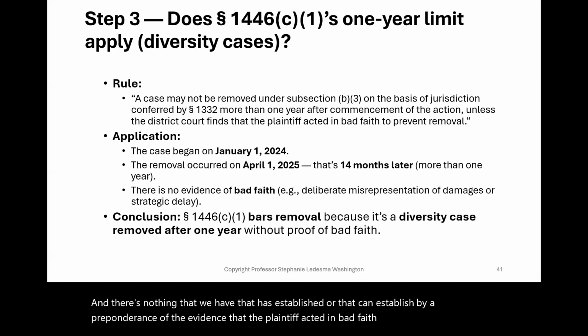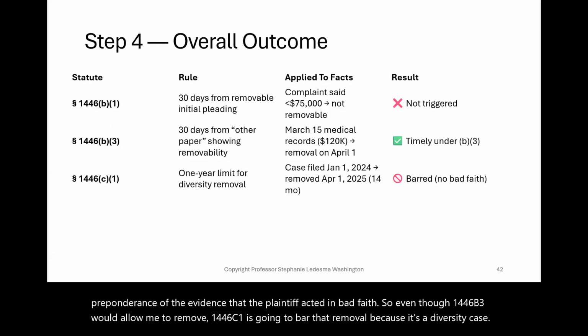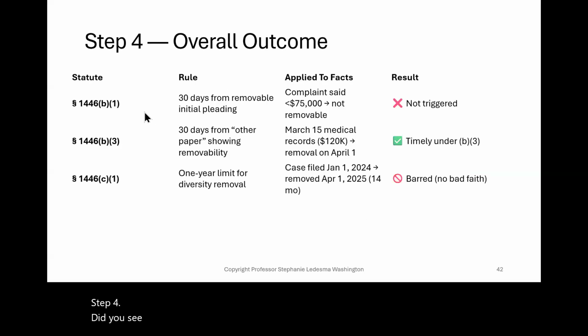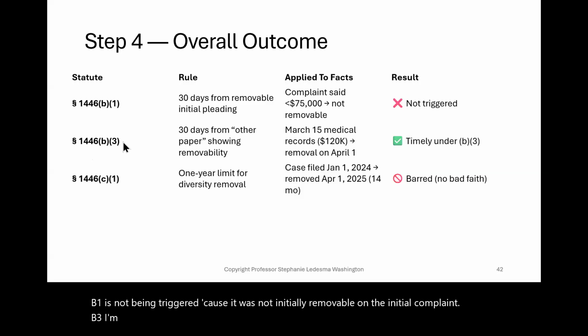So even though 1446(b)(3) would allow me to remove, 1446(c)(1) is going to bar that removal because it's a diversity case. Step 4. Did you see what happened? (b)(1) is not being triggered because it was not initially removable on the initial complaint. (b)(3), I'm good because I'm within 30 days of the other paper when I file my notice of removal.